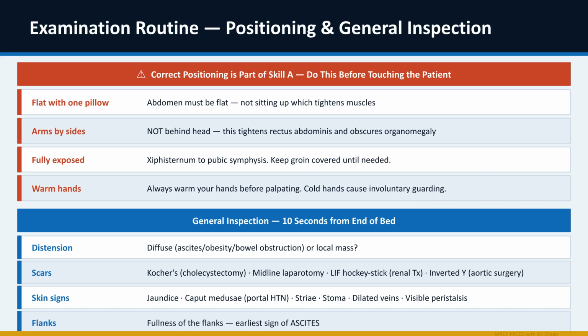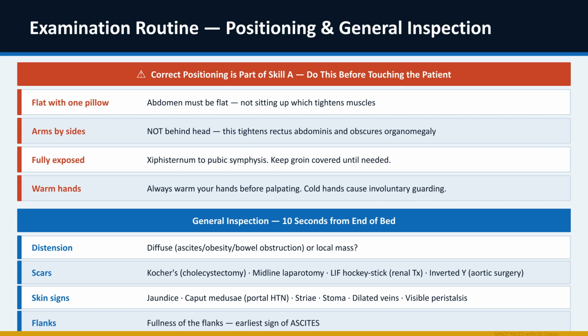Look at the abdomen. Is it distended? Diffusely, suggesting ascites, obesity or bowel obstruction? Or locally, is there visible peristalsis? Visible pulsation in the epigastrium suggests an aortic aneurysm. Any obvious mass?